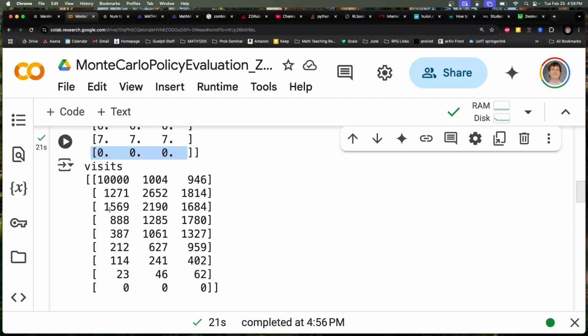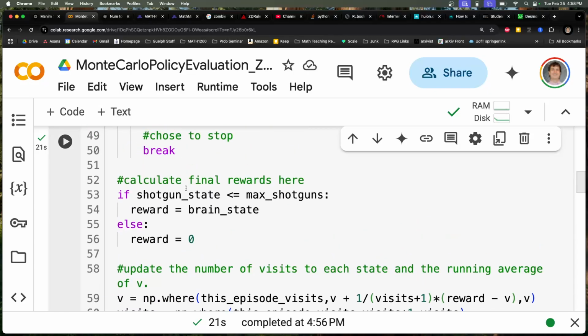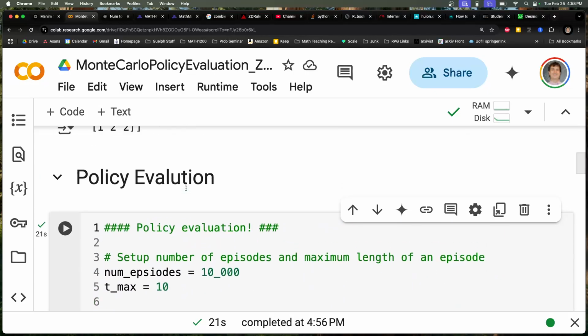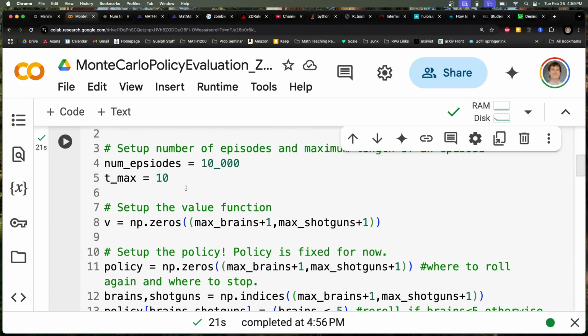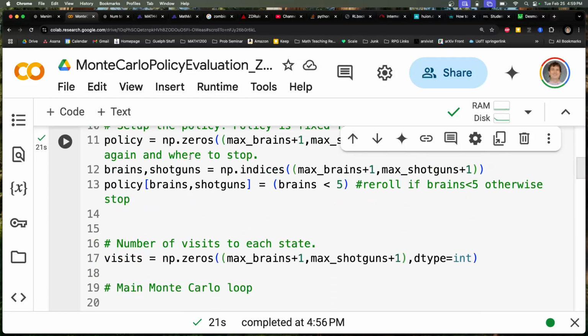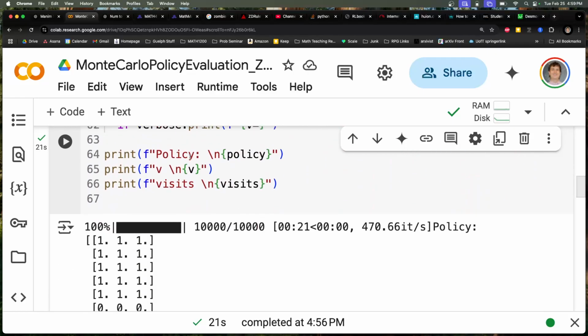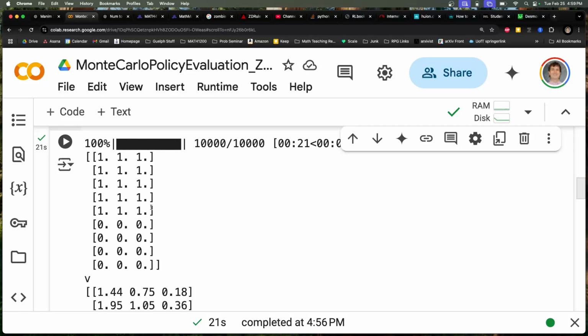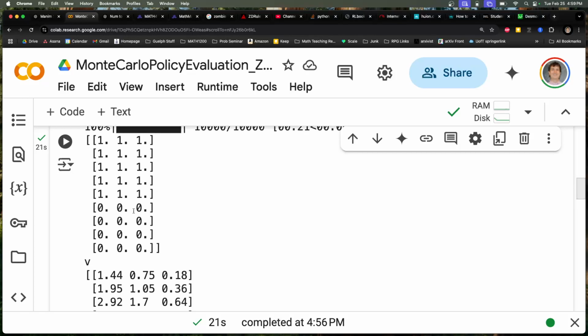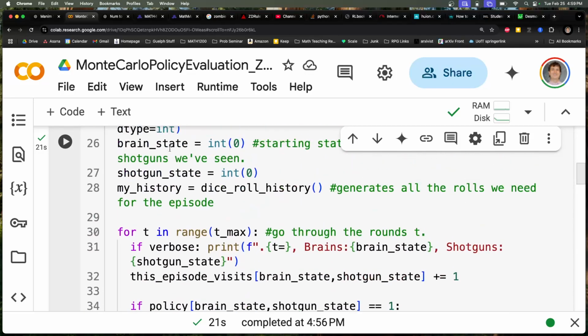And this is called policy evaluation. Given a policy, I gave you the policy, we figured out how good or bad the policy is, which is a good start because you can play with it. Is it better to do it with 5 brains or 6 brains? We said roll again under 5, we got 1.44. Let's try roll again under 6 and see if it's better or worse.